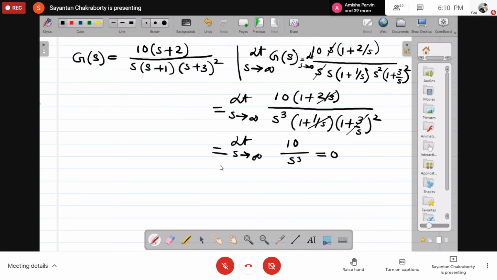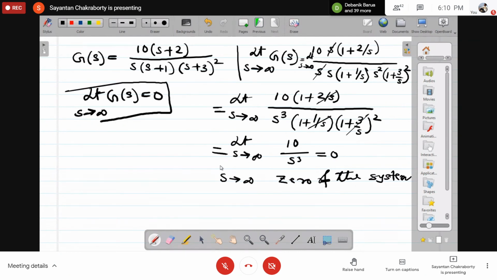So clearly s tends to infinity indicates a zero of the system, because this ideally becomes 0, since limit s tends to infinity G(s) equals 0. But what will be the order of the zero? In the denominator we have the term s cube, so there will be 3 zeros at infinity. And that's how the total number of zeros, including finite and infinite, is equal to the total number of poles, including finite and infinite, so that G(s) remains a rational function, which is expressed as a ratio of two polynomials.